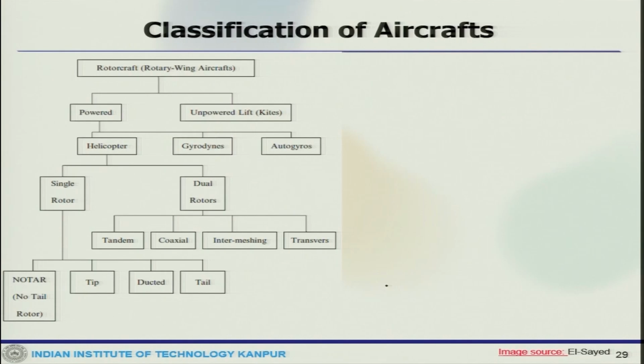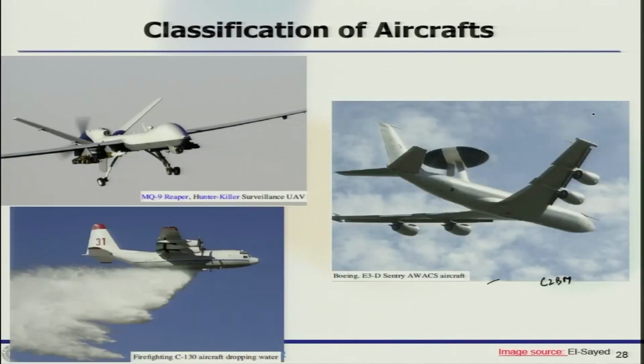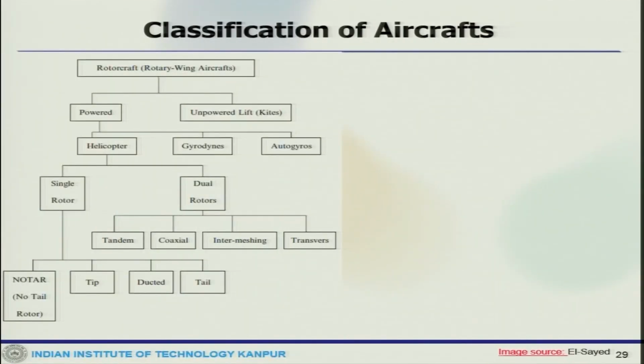Now, with that, obviously there are other things like firefighting, surveillance, gliders or experimental aircraft. So, we have already talked about what the purposes are. We can move to the rotorcraft. Now, when you talk about the rotorcraft, also called rotary wing aircraft, this is a wing which actually rotates. These are also powered and unpowered.